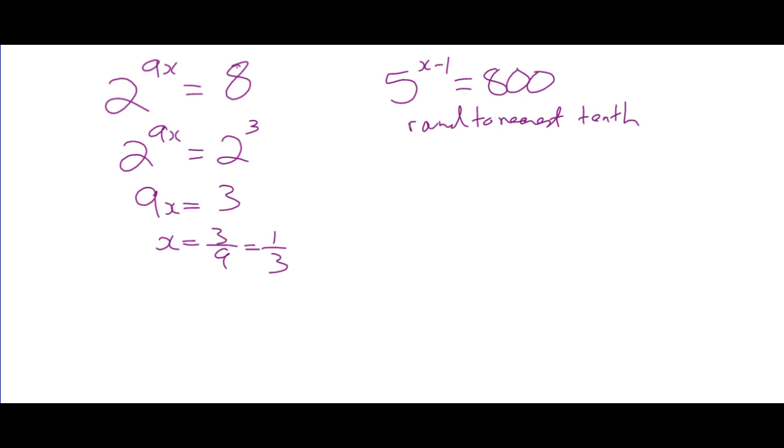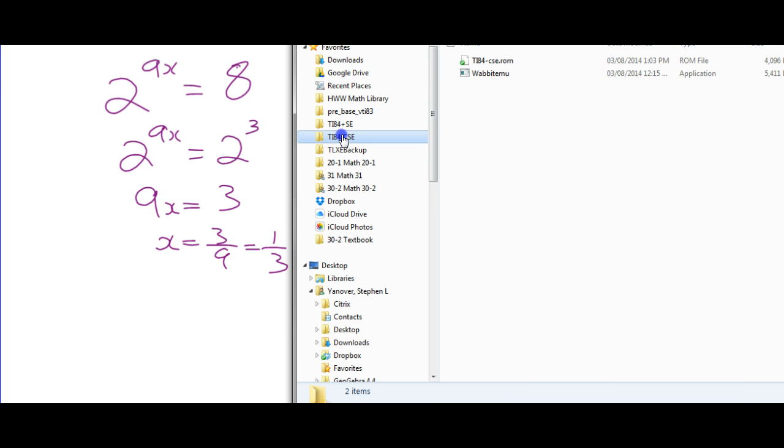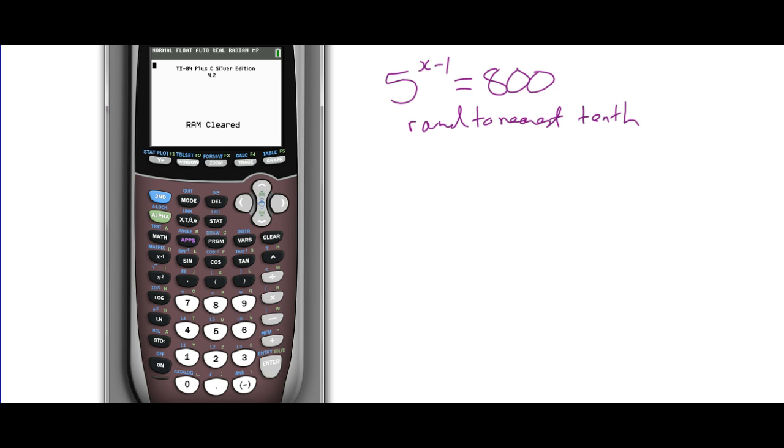Okay, how are you going to solve this one? Can't write 800 as a power of 5. So the only thing we can do is solve this graphically, right? We're going to have to do y1 is equal to 5 to the x minus 1, and y2 is 800. So I'm going to need a calculator. So let's grab a calculator here. I'm going to have to set a window. So let's figure it out, right?